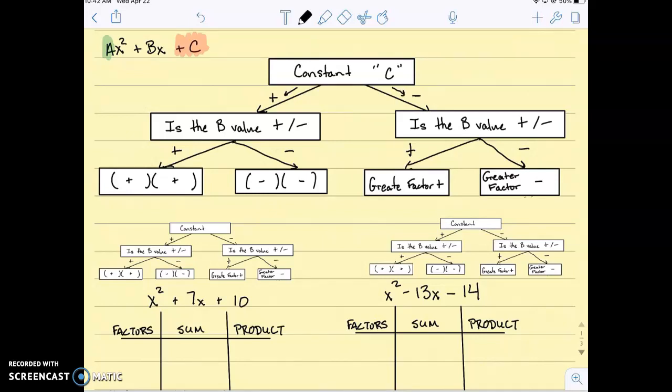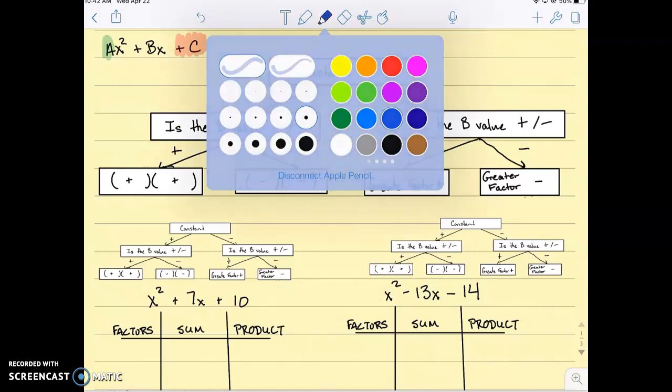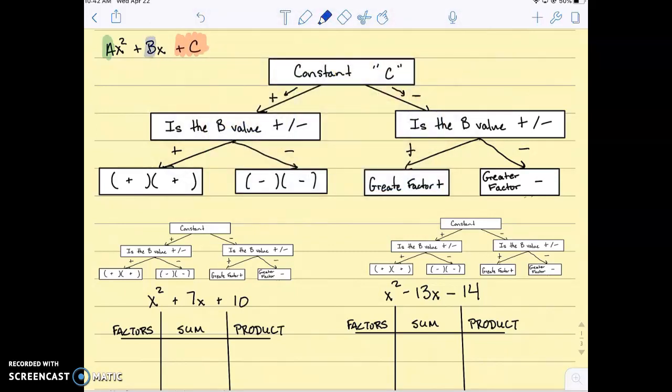Then we need to look at the b value. Where is the b value? The b value is in the middle because alphabet A, B, C. So the b is your linear value because it has a singular x on it. And we ask ourselves, is the b value positive or negative? And again, if it's positive, we go to the left. And if it's negative, we go to the right. Well, if c is negative, we ask the same thing, is the b value positive, negative, and we get our answers.